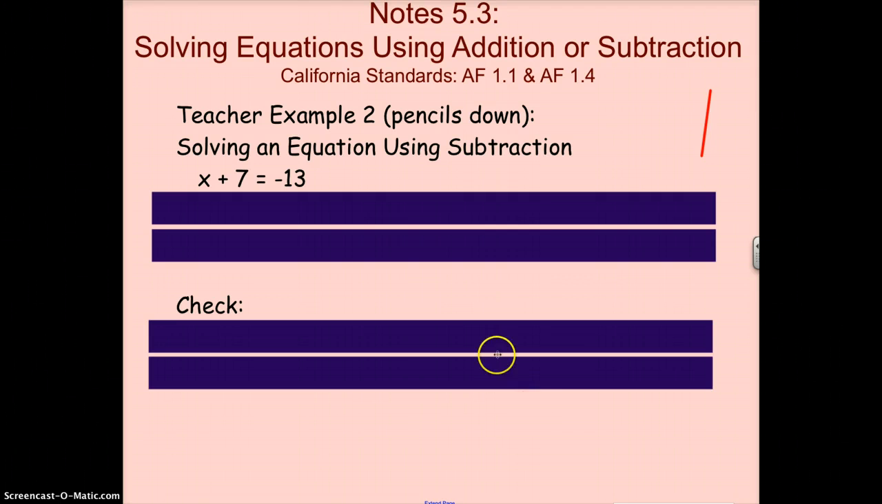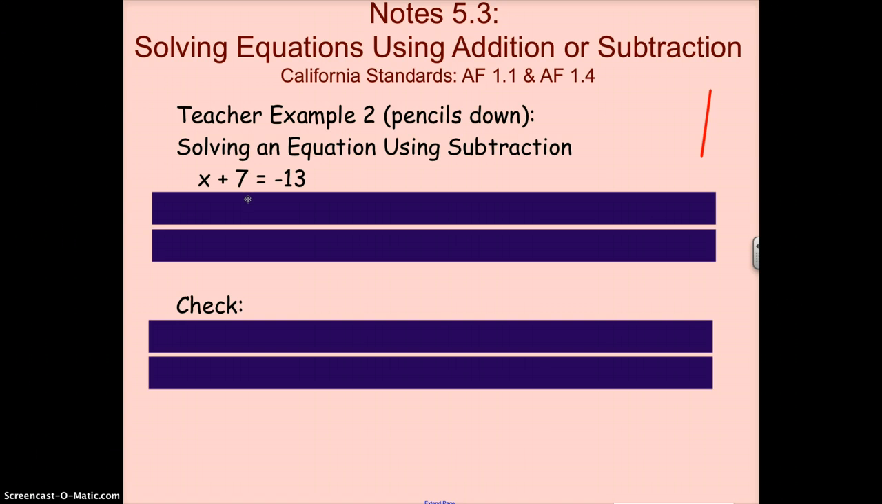Okay, teacher example 2. Now we need to solve it ourselves, and we're going to practice checking our work. So I do want you to check your work each time. So I have my original equation. Notice I have plus 7. My goal is to have x be the only thing on its side of the equal sign. So whichever side the x is on or the variable is on, it needs to be all by its lonesome self. In this case, we have plus 7, so we need to undo plus 7.